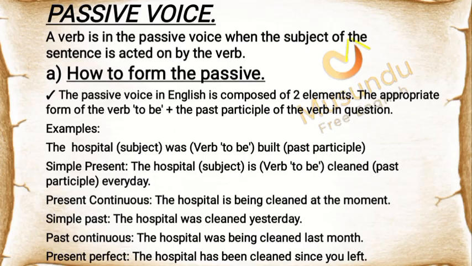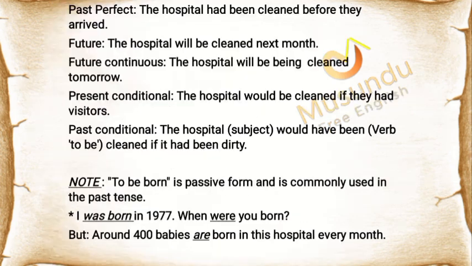Present continuous: the hospital is being cleaned at the moment. Simple past: the hospital was cleaned yesterday. Past continuous: the hospital was being cleaned last month. Present perfect: the hospital has been cleaned since you left. Past perfect: the hospital had been cleaned before they arrived. Future: the hospital will be cleaned next month.